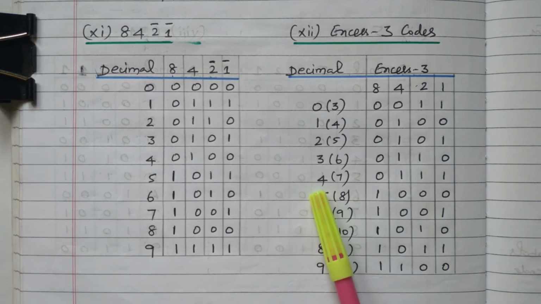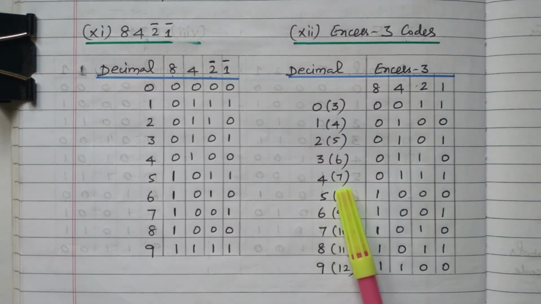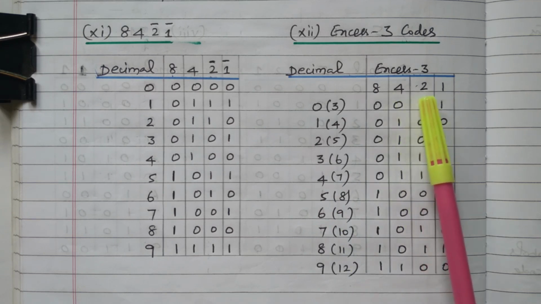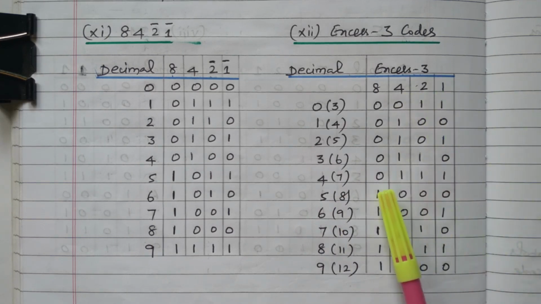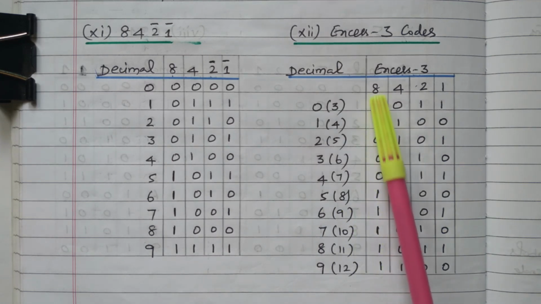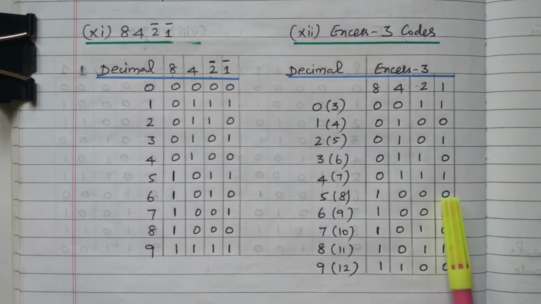Then for decimal number 4, the excess is 7. How will you get 7? We will make the second, third, fourth position 1. So that 4 plus 2, 6, 6 plus 1, 7. So the code is 0, 1, 1, 1. Then for decimal number 5, the excess is 8. How will you get 8? We will make the first position 1, so that we get the value 8. The remaining are 0, so 1, 0, 0, 0.